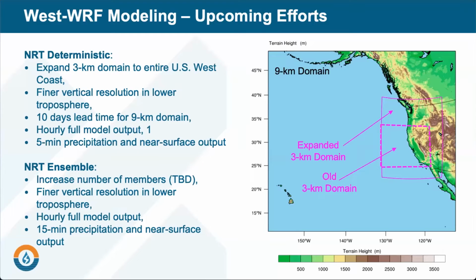And then for the NRT ensemble, we're looking at greatly expanding the number of members. We would just run the 9-kilometer domain, but we're looking at something around 200 ensemble members for next year, while also increasing the vertical resolution in the lower troposphere, and the hourly output and 15-minute precipitation and near surface variables. So that's all I had here for the West-WRF update. Thank you.